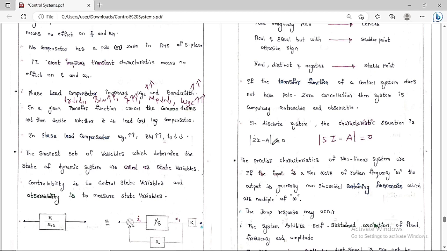So finally I can say, in the case of a continuous time system, the characteristic equation is the determinant of sI minus A is equal to 0.